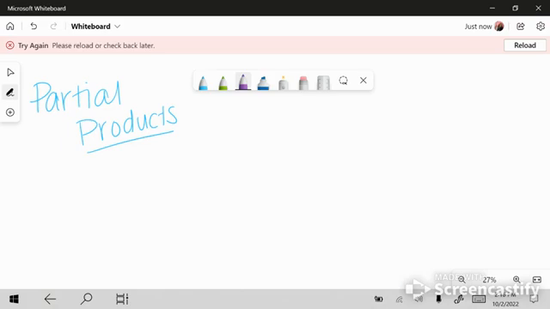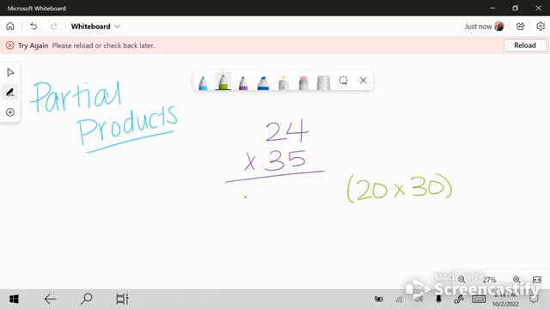So I'll go ahead and start and say, let's do an easy number, 24 times 35. Okay, so in partial products, what it's going to want you to do first is you're going to have to multiply your 20 times your 30. So we're going to write that over to the side. You're going to multiply your tens times each other first. And then we're going to multiply our ones times each of the tens.